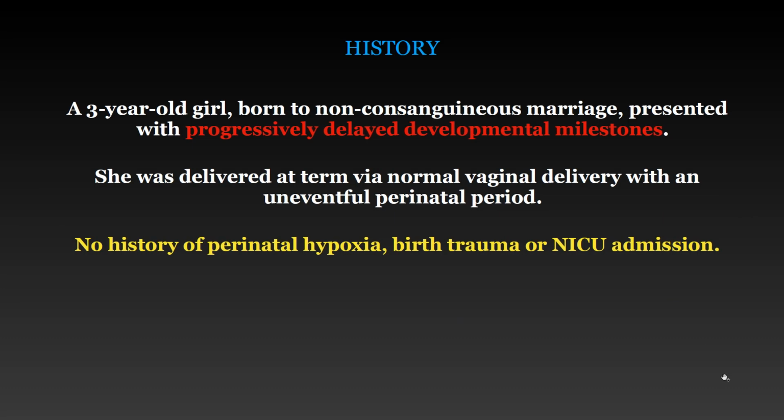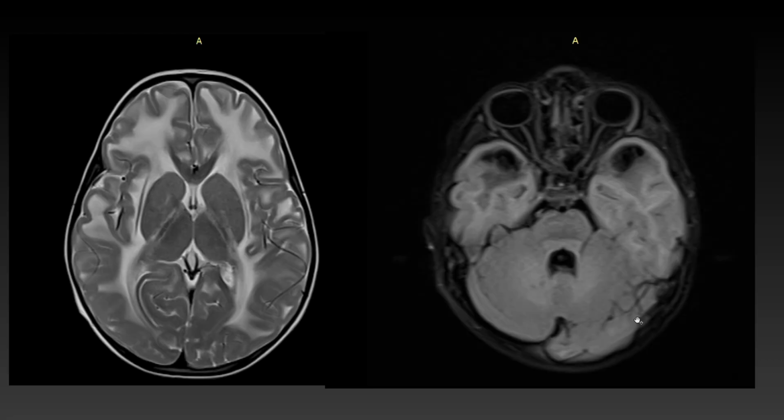So, this was a 3-year-old girl and she was born to a non consanguineous marriage. She presented to us with progressively delayed developmental milestones. She was delivered at term via normal vaginal delivery with an uneventful perinatal period. There was no perinatal hypoxia, birth trauma, or an ICU admission.